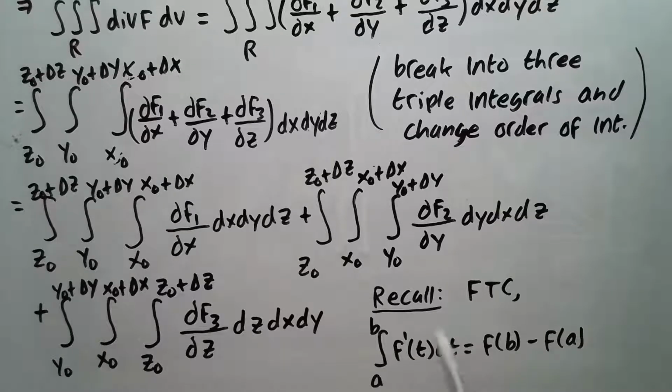Okay, so recall the FTC, or the fundamental theorem of calculus, says the integral from a to b of, say, f prime with respect to t, what's going to be the antiderivative of f prime, which is f, evaluated at b minus f evaluated at a. So that's our fundamental theorem of calculus.